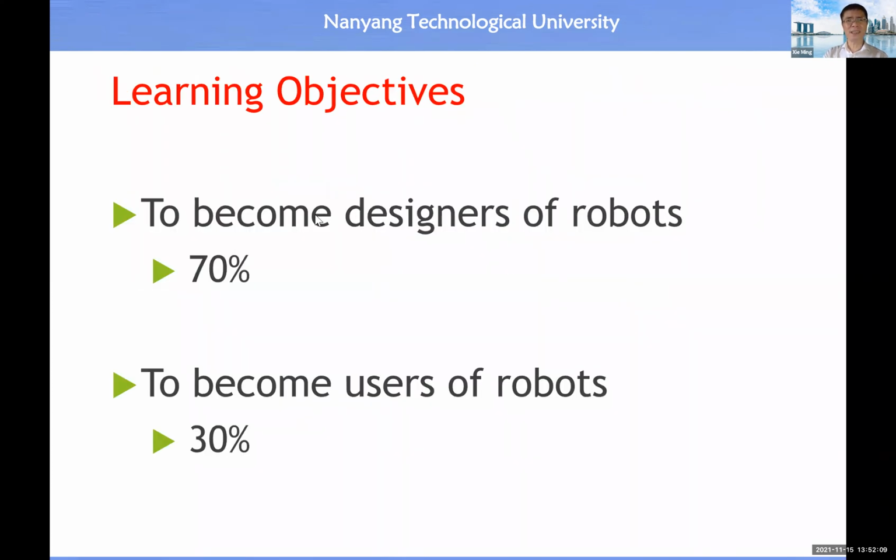In terms of objective of learning or teaching, we have two objectives. The primary objective is for you to become a designer of the robot. And the secondary objective is for you to become a user of the robot. So therefore, you must adjust your mindset and put yourself into the mindset of a designer. In this way, you will be able to link all the topics together, okay? And make your study more enjoyable, all right?